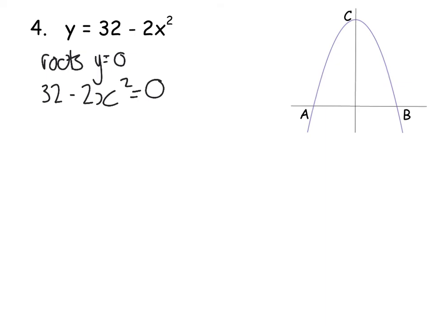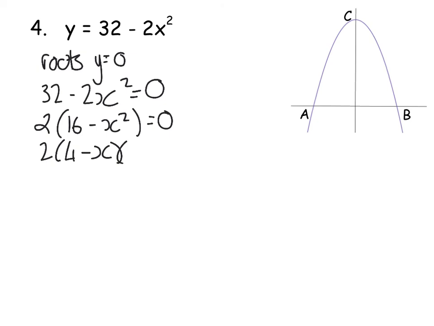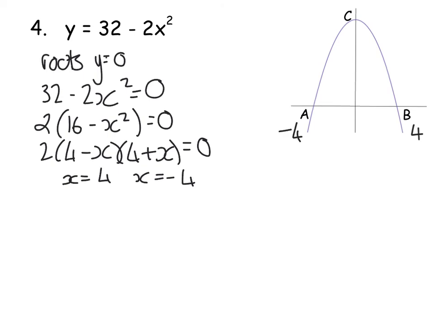So first thing is, oh, there's a common factor. Remember, we're meant to be factorising here. So common factor leaves you with 16 minus x squared equals 0. And then that becomes 4 minus x, 4 plus x, because they are both square terms. And then from there, you split that up and you get x equals 4 and x equals -4. So there's your -4 and there's your 4. So this is actually a symmetrical quadratic.